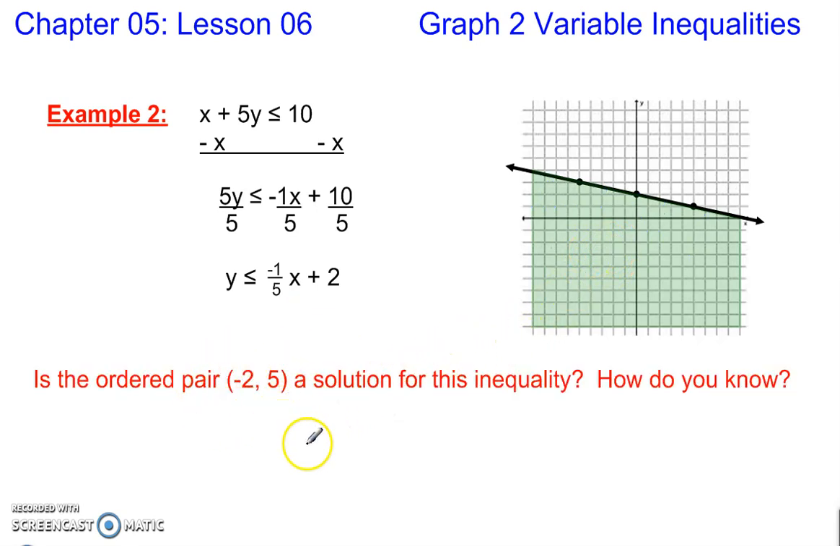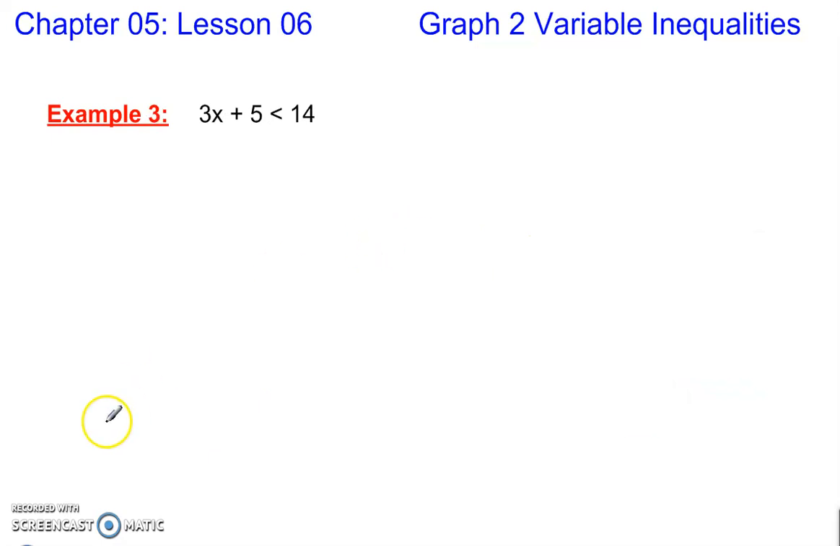Is this ordered pair a solution for the inequality? We can graph it. We see it is not in the shaded area, so no, it is not part of the solution. What about 0, negative 3? Graph it. Is it in the shaded area? Yes, it is, so it's part of the solution. 5 and 1 is on the line. Now, on the line is a special case, so we need to determine, is it equal to the line? Yes, it is, so if it's on the line, it is part of the solution.